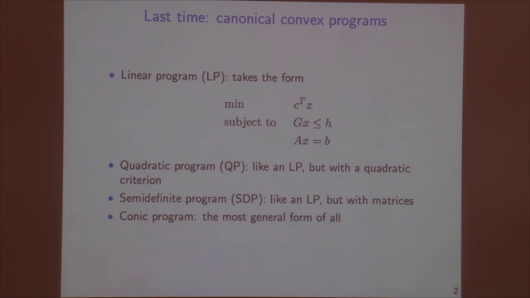Now, a quadratic program, we saw, is like a linear program, but instead of having a linear criterion of the type c transpose x, you have a quadratic criterion, typically a quadratic form. Semi-definite programs are like linear programs, but instead of working with vectors, you're performing the minimization over a set of matrices. And conic programs, finally, we saw that this is the most general form of constrained optimization problems, and it captures all the other cases as subcases.